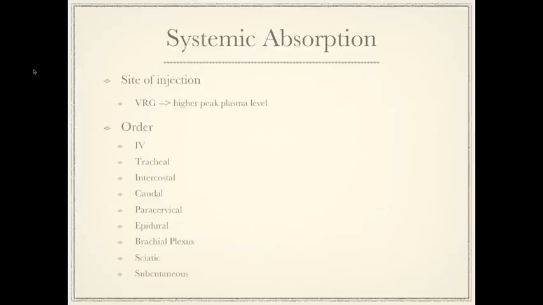There are multiple sites that local anesthetics can be injected, and depending where the injection is, there are different plasma levels, peak plasma levels. So intravenous injections will cause the highest peak plasma level. This can be intentional, or in cases of toxicity, this can be an inadvertent intravenous injection. Also going down the list, tracheal will be your next highest, then intercostal, caudal, paracervical, epidural, brachial plexus, sciatic, and lastly subcutaneous will give you the lowest systemic absorption.